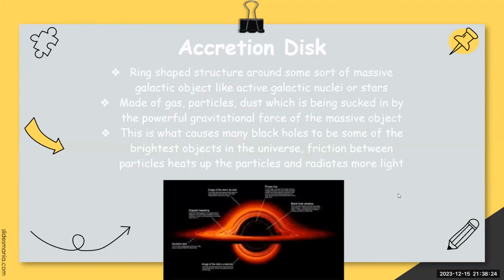Next, we have the accretion disk. These are ring-shaped structures around any sort of massive galactic object like active galactic nuclei or stars. They are made of gas particles and dust, which are sucked in by the powerful gravitational force of the object. And these are actually what causes many black holes to be surprisingly the brightest objects in the universe, because the friction between particles heats up the particles and causes them to radiate a lot of light.